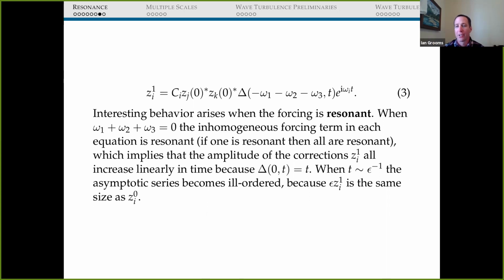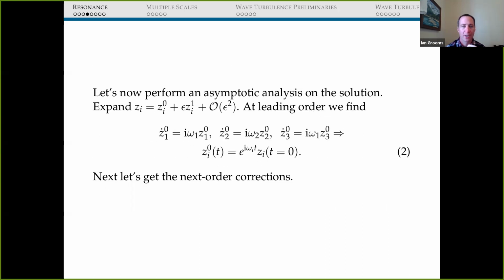So if you let T go out to epsilon inverse, then your total asymptotic solution here is going to be epsilon times something that goes like T, and T is 1 over epsilon. So that cancels out, and your asymptotic series breaks down. It becomes disordered. So Z0 is no longer bigger than Z1 if you wait that long in time. You can keep doing this and going to higher and higher orders if you want to. But if you do, your solution is only going to be valid for times less than order epsilon inverse. If you want to go to longer time scales, we need to do something different.